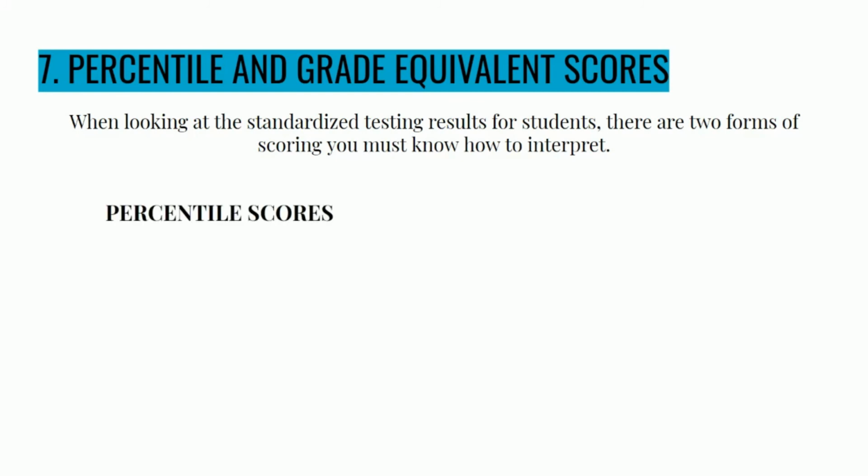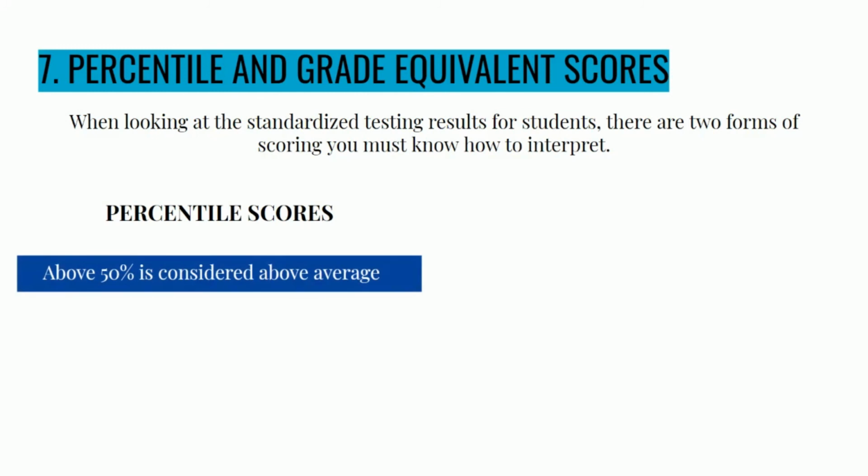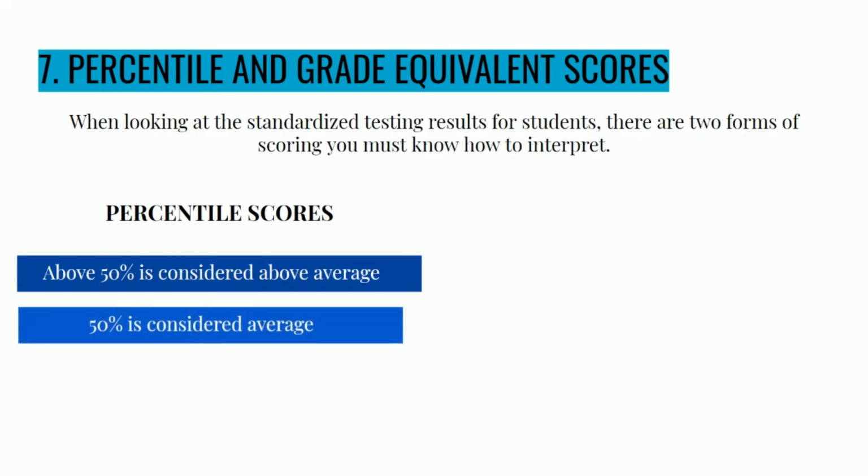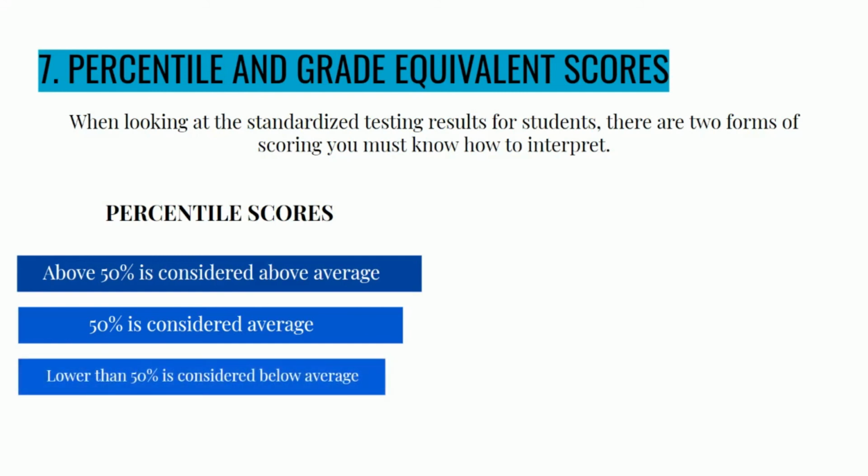So for percentile scores, let's say a student gets above 50%, that's considered above average. If a student gets exactly 50%, that's going to be considered average. That means that they performed above 50% of a sample size of students who took the same test or assessment. And then lower than 50% is considered below average.